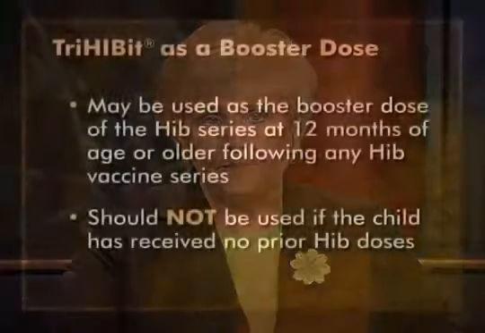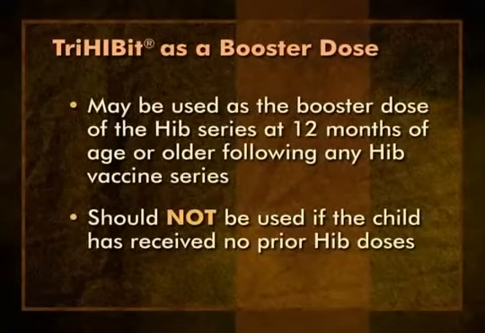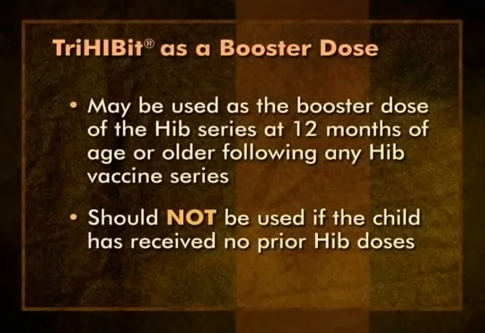We also received many questions about the use of Trihibit as the last dose of the Hib series when a different brand of Hib vaccine was used for the primary series. The Hib footnote of the childhood schedule helps clarify this situation. Although not in the package insert, ACIP recommends that while Trihibit cannot be used for the primary series, it may be used as the booster or final dose at 12 months of age or older following any Hib vaccine series, including a Comvax primary series.